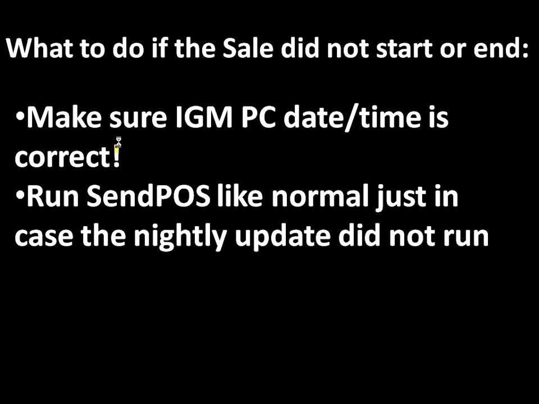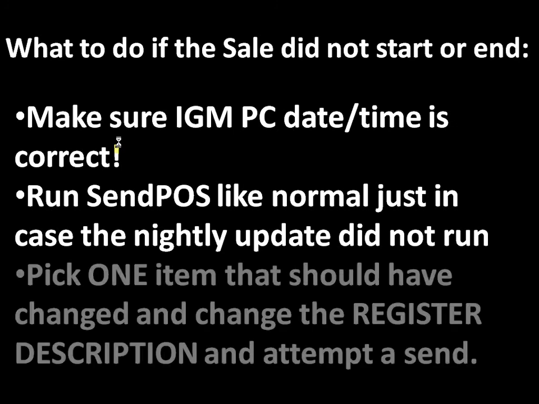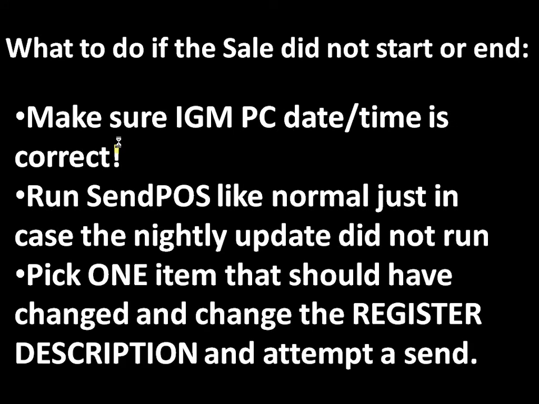So once you've made sure the date and time is correct, the first thing you want to do is just go in and run a send POS or update POS just like normal, just in case that nightly routine that we've scheduled has failed for some reason. All right, if you run that and the sales still don't go down and you don't know what's going on, go ahead and pick one register, one item that should have changed. And you're going to change the register description on that one item and then send the batch down.